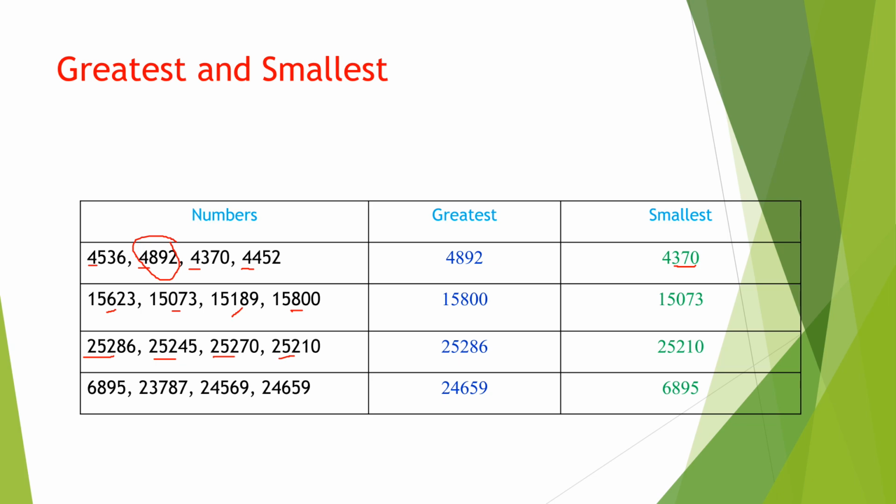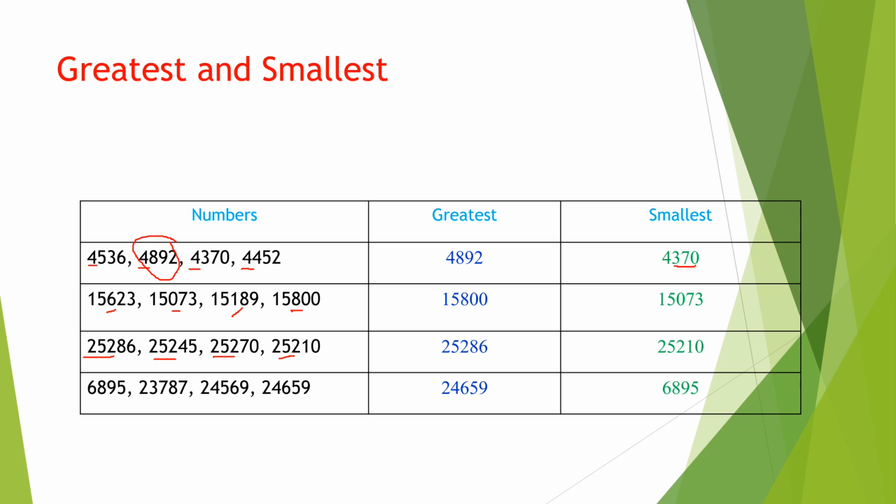Here in the first number it is 8. Then in the second number, the digit in the tens place is 4. Then the third number it is 7. And the fourth number it is 1. So 25,286 is the greatest number, because 8 is larger than the other digits. Then the smallest number is 25,210, because 1 is less than the other digits in the tens place.